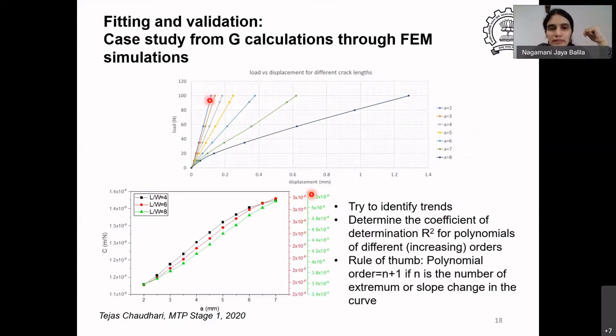Once that is done, you can get the load displacement response, as I said, for different crack lengths. For a smaller crack length, you'll see a higher slope. For longer and longer crack lengths, you will see the slope decreasing, and therefore compliance increasing. Ignore the red and green curves. If you just look at the black curve here, compliance is plotted as a function of crack length, and you can see the data points and also the fitted curve. But if you look at just the data points, what do you see?